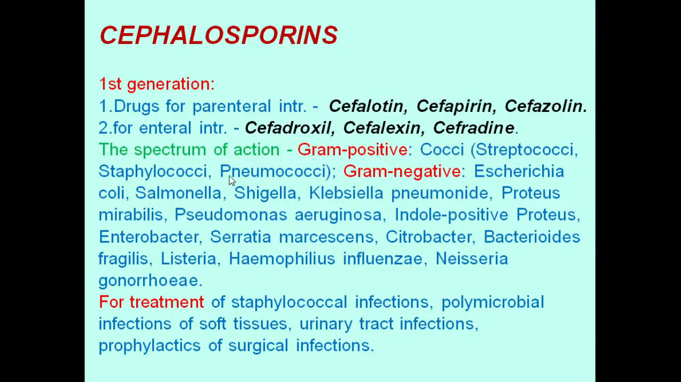Spectrum: gram-positive cocci, including staphylococci, gram-negative Escherichia coli, Salmonella, Shigella, Klebsiella pneumoniae, Proteus mirabilis, Pseudomonas, indole-positive Proteus, Enterobacter, Serratia, Citrobacter, Bacteroides fragilis, Listeria, Haemophilus, Neisseria gonorrhoeae. So this spectrum is close to the spectrum of aminopenicillins.